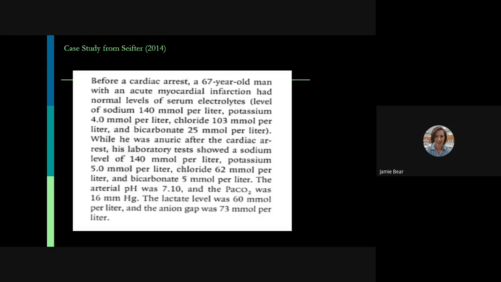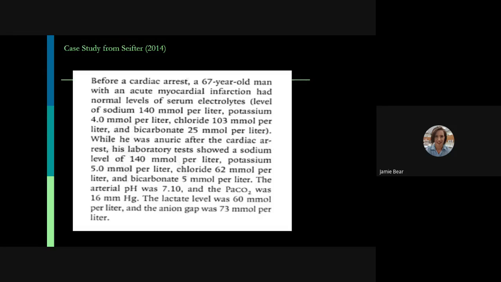We look at the anion gap level, and the difference should only be 12, but because this patient's chloride level and bicarbonate, so the anions, are very low in the blood, the anion gap is 73. When we say 73, that's well above 12. So that means this person has a large amount of fixed acid building up in his body.